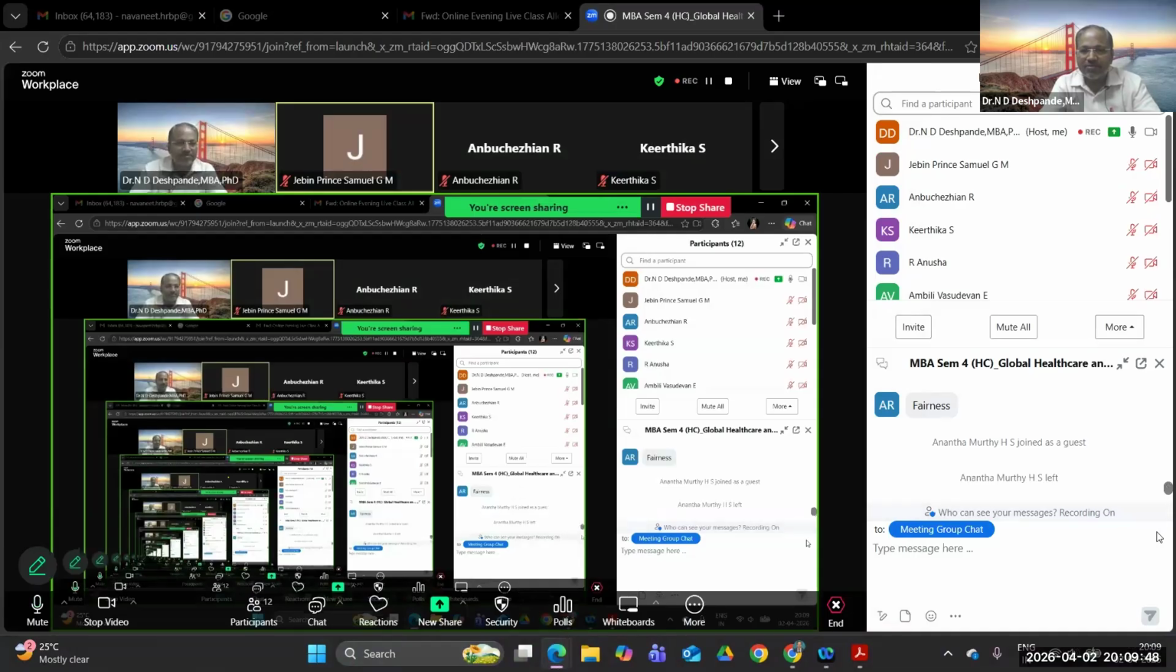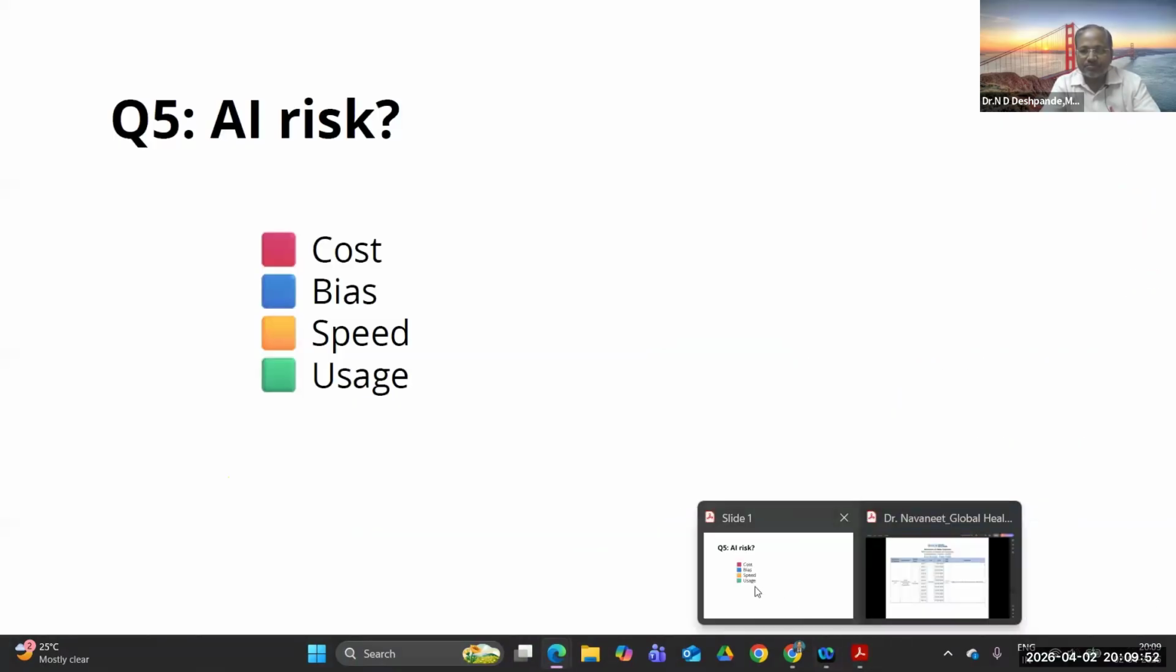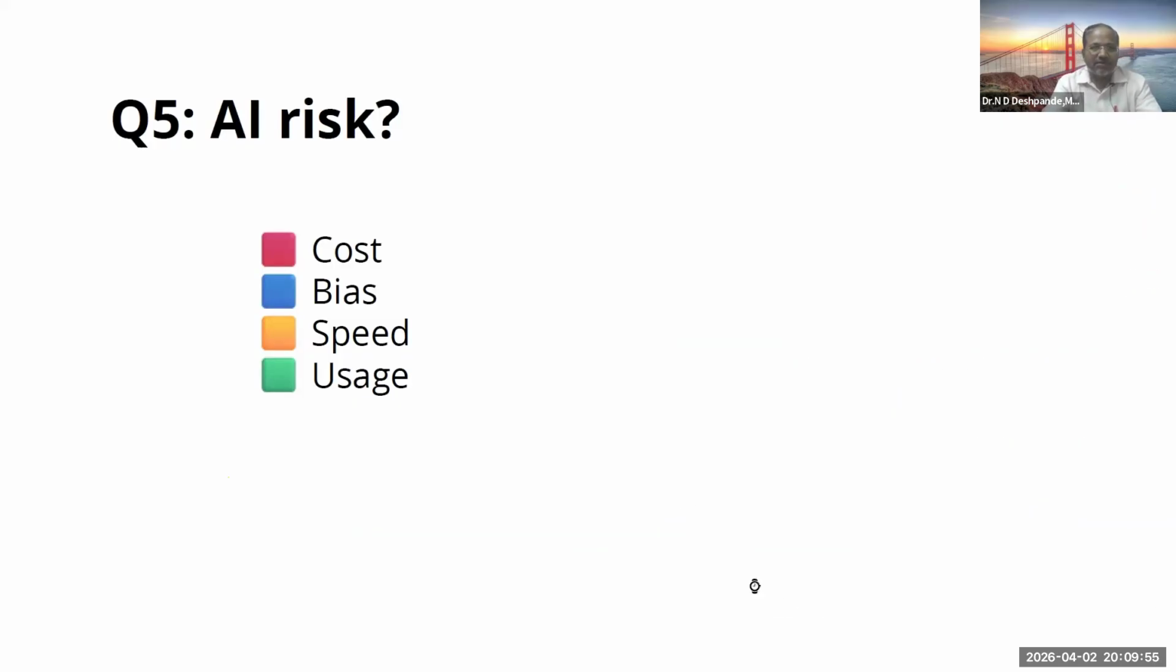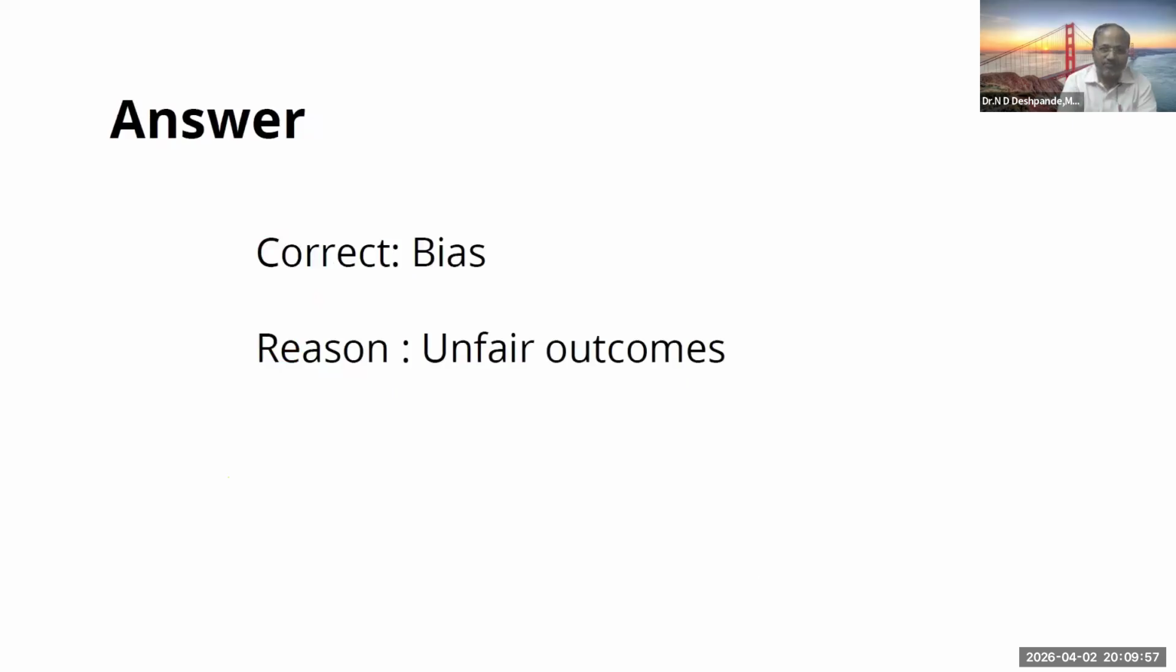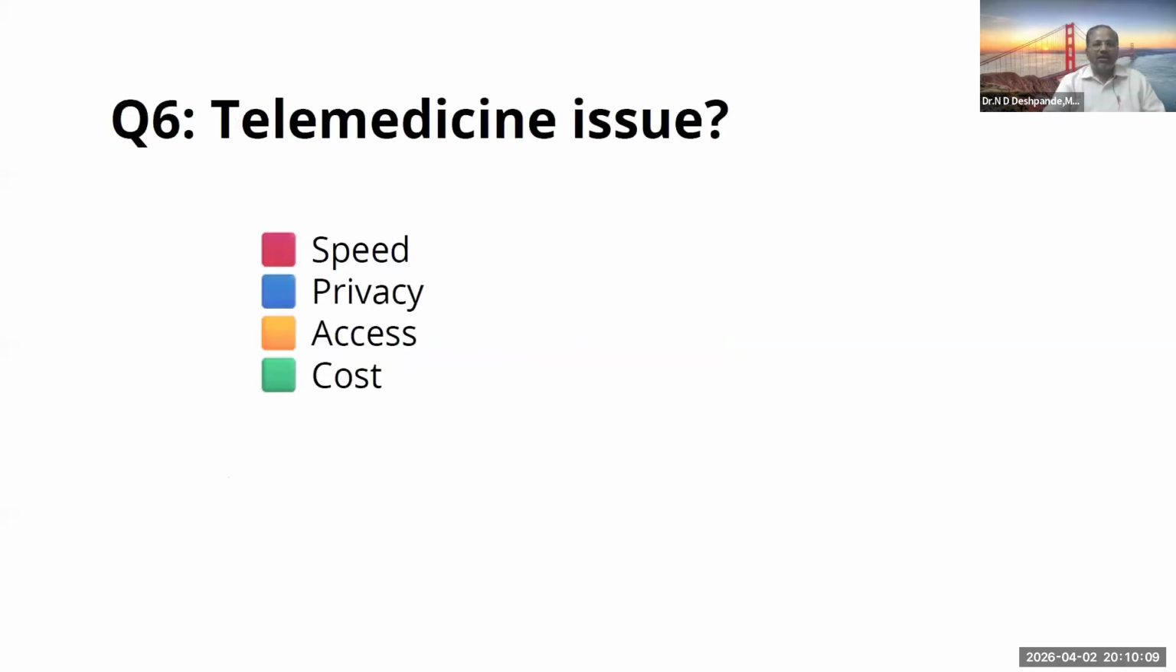Anybody can tell? No, they telling. The answer is bias, because AI can have unfair outcomes. We assume that AI is giving the correct answer, but it's not, because it is trained in a different way under different circumstances. Next, the telemedicine issue.